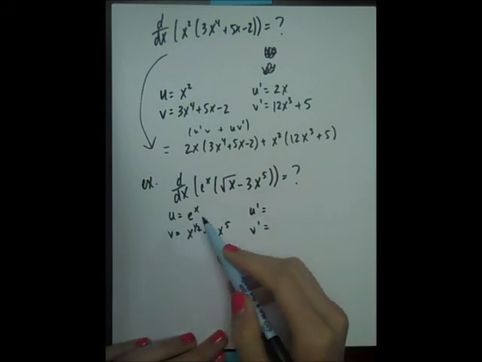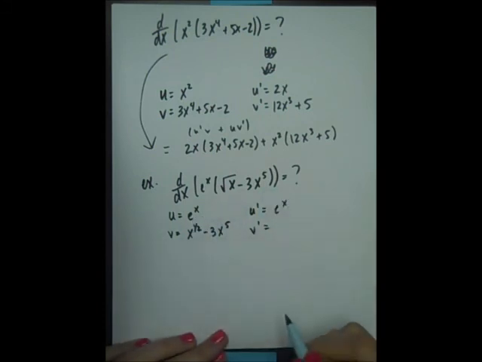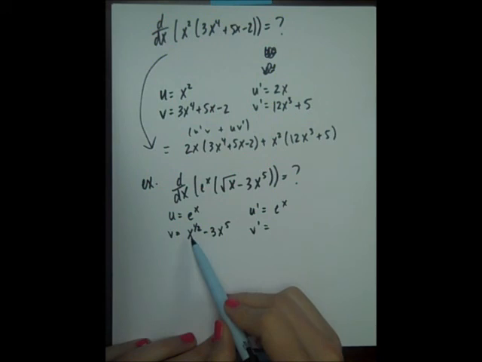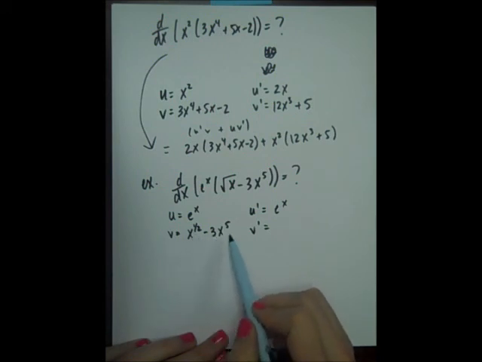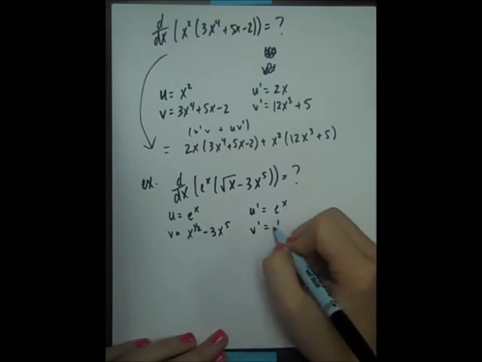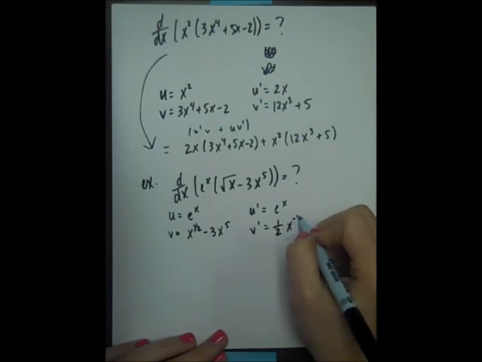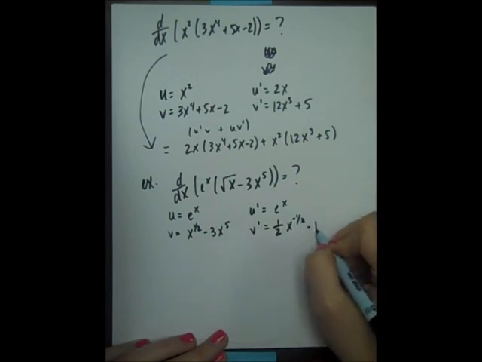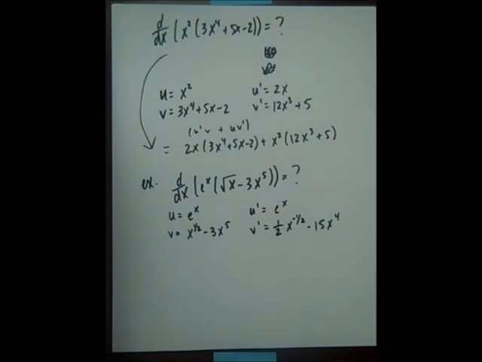So the derivative of e to the x is just e to the x. The derivative of x to the 1/2 minus 3x to the fifth, well, that's just using the power rule. So 1/2 x to the minus 1/2, then minus 15 x to the fourth. Okay, so I have my u, v, u prime, v prime.